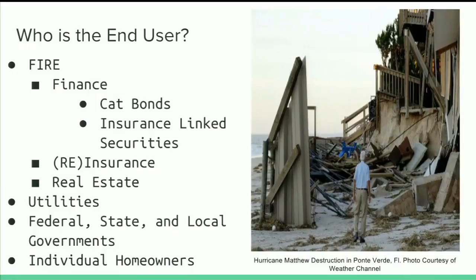Utilities: a hurricane's coming, it knocks out a bunch of power lines, and those power lines are down for, say, a day or two. When they're down, that's wasted energy. And so when you have wasted energy, wasted load, you lose money. And then federal, state, and local governments for resiliency planning. And then, of course, individual homeowners like this gentleman here.